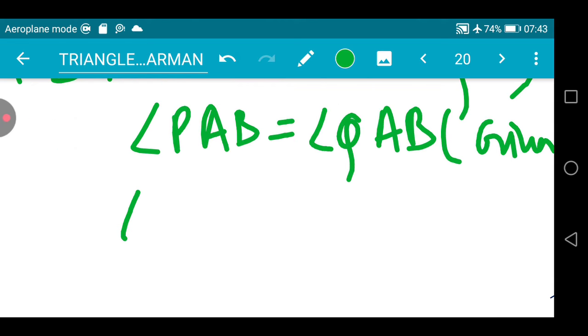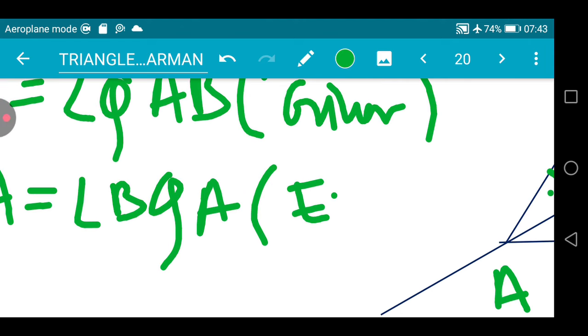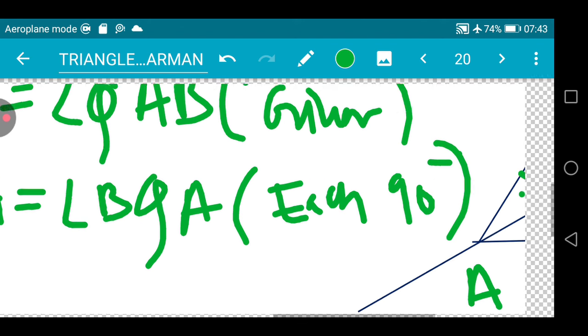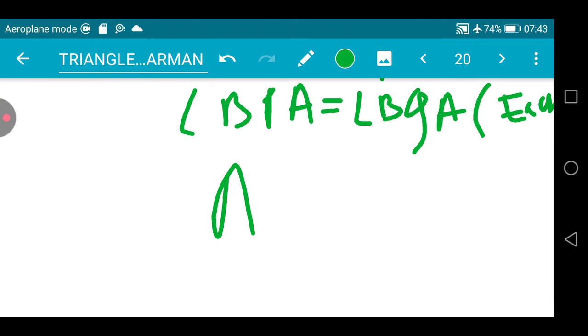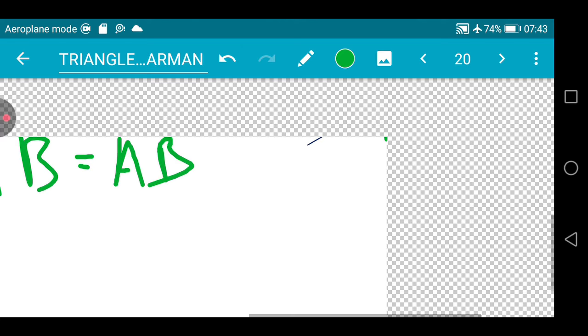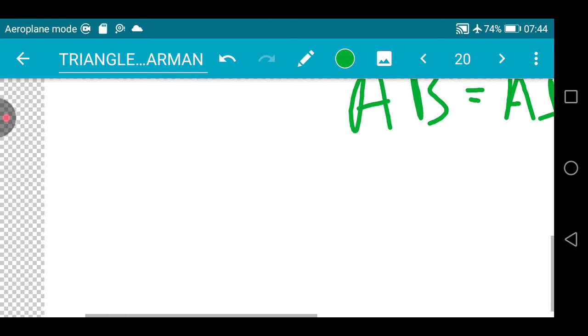And angle BPA will be equal to angle BQA, each 90 degrees. And next part we also have to prove: AB will be common. AB will be equal to AB and the reason will be common.